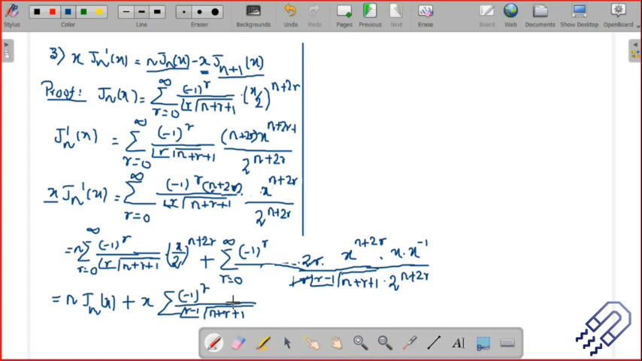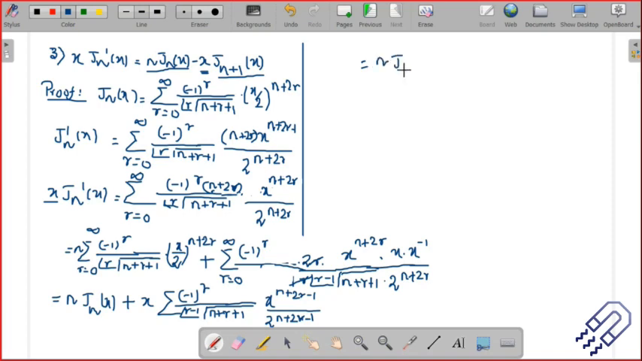And then we have got x to the power n plus 2r. One x is taken out and left out with this x. So I can write it as x to the power n plus 2r minus 1, divided by, this is again 2, so I can write it as 2 to the power n plus 2r. So we have this. Just one final step here.